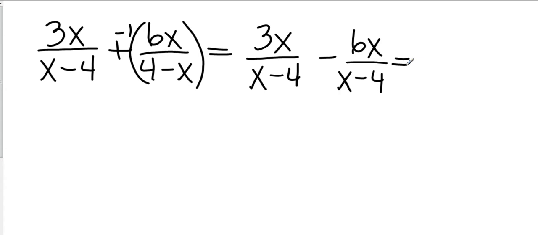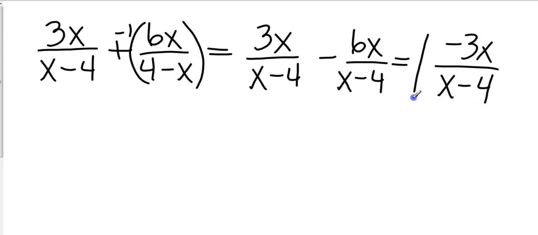So let's combine the like terms. 3x minus 6x is negative 3x over x minus 4. And that, folks, is as far as we can go on that one. Okay, so our answer is negative 3x over x minus 4.